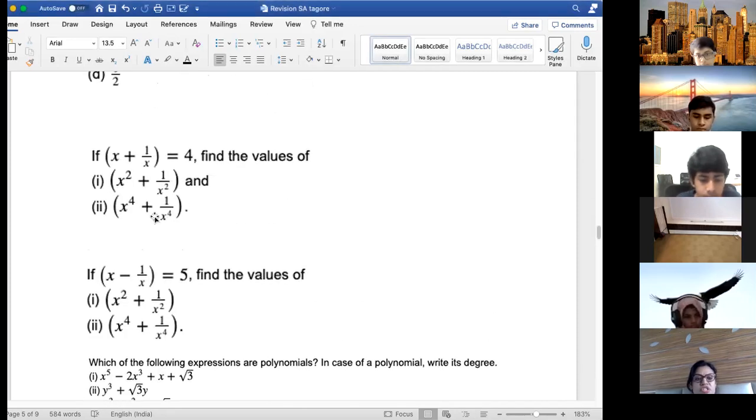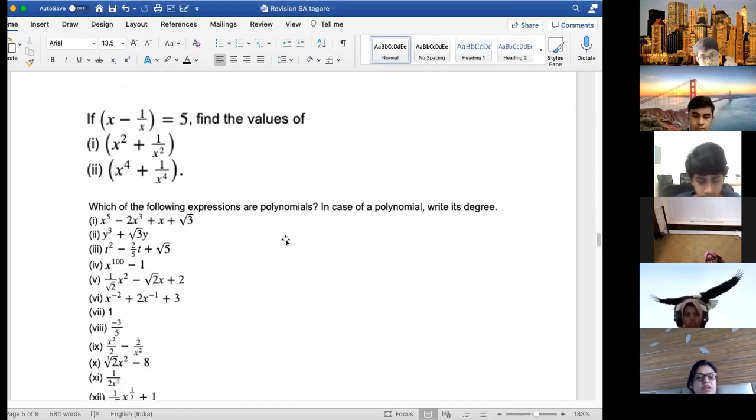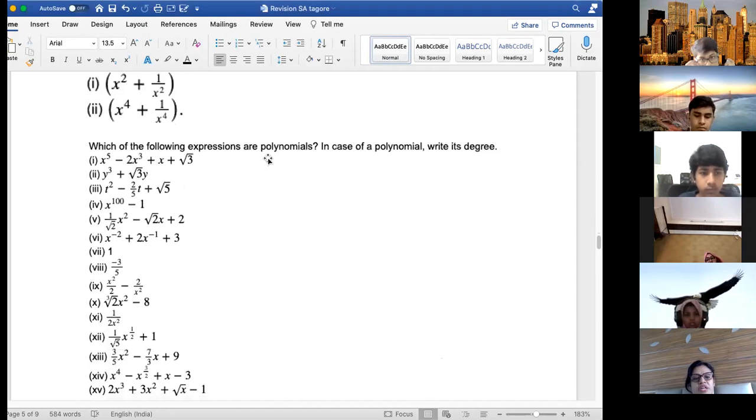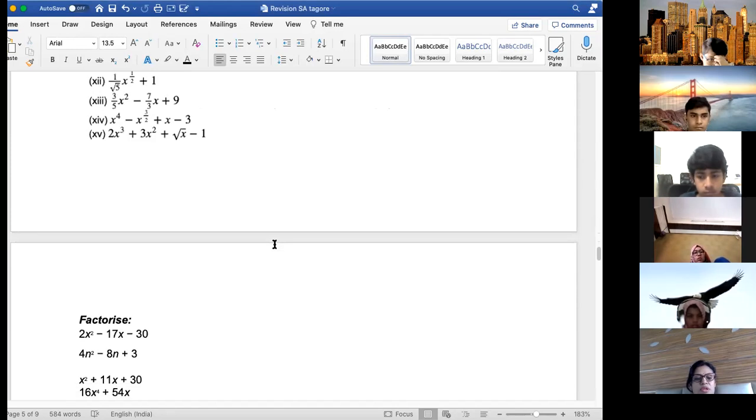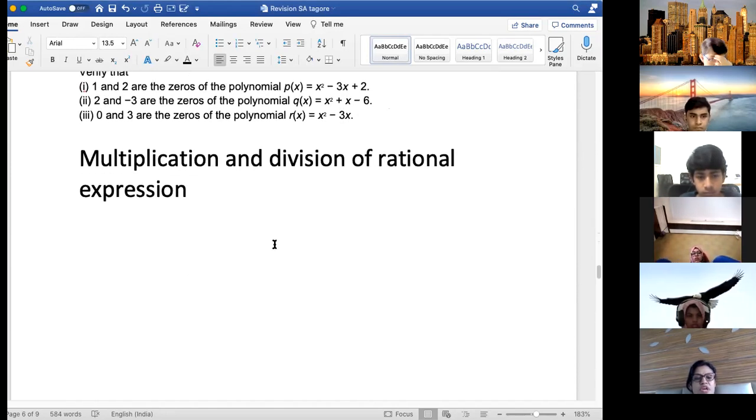This type of question also we have done. Again, you will start with the whole square and then you will get the value. Okay. So we have done this in FA. Now, what is the degree of the polynomial? Whatever is the maximum degree, that is the degree of the polynomial. Identify the polynomial. That question can also be asked, whether it is a polynomial or not. Factorization, so we have done many things.